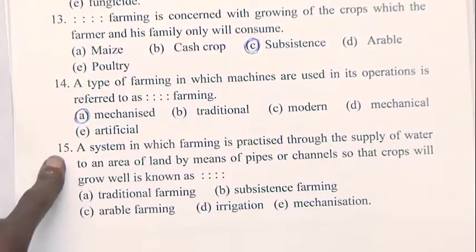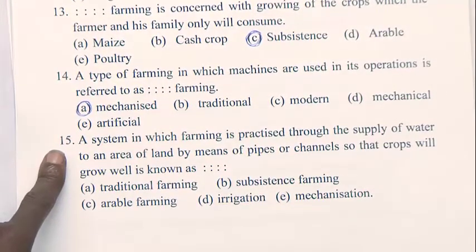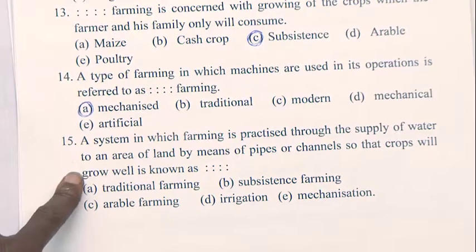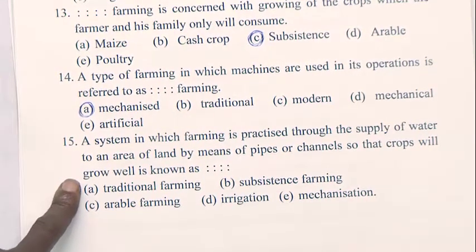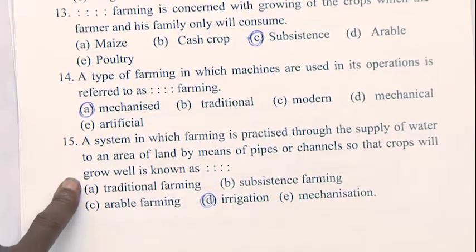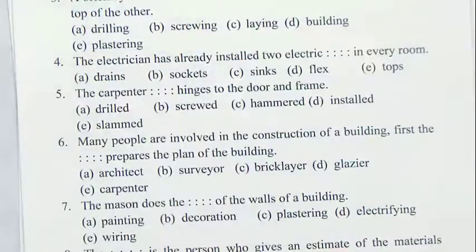Then the last one here: a system in which farming is practiced through the supply of water to an area of land by means of pipes or channels, so that crops will grow well. It's known as, I've mentioned it before. What is it? Irrigation. That is the correct word for that type of farming.